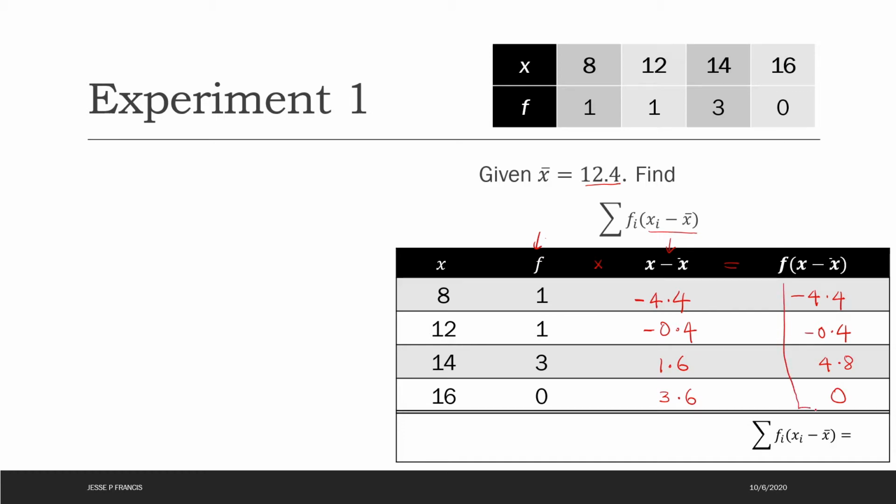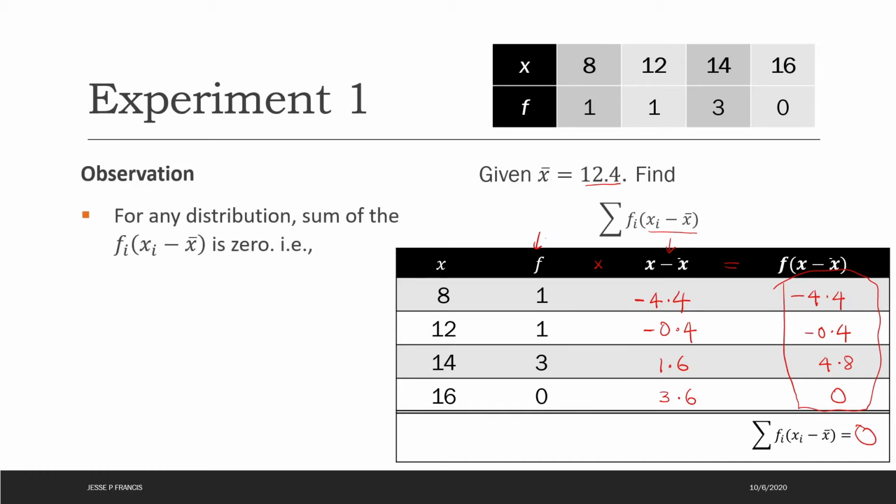Now, to find the sum of f into x minus x bar, we simply have to add up this particular column. Minus 4.4 minus 0.4 is minus 4.8, plus 4.8, we have 0. Interesting. For this particular distribution, it turns out that f into x minus x bar, when we add it up, is equal to 0. It's not just true for this particular distribution. It's true for any distribution. That is, for any distribution, sum of f into x minus x bar is 0. Or more mathematically, summation i equal to 1 to n of f_i times x_i minus x bar is equal to 0.